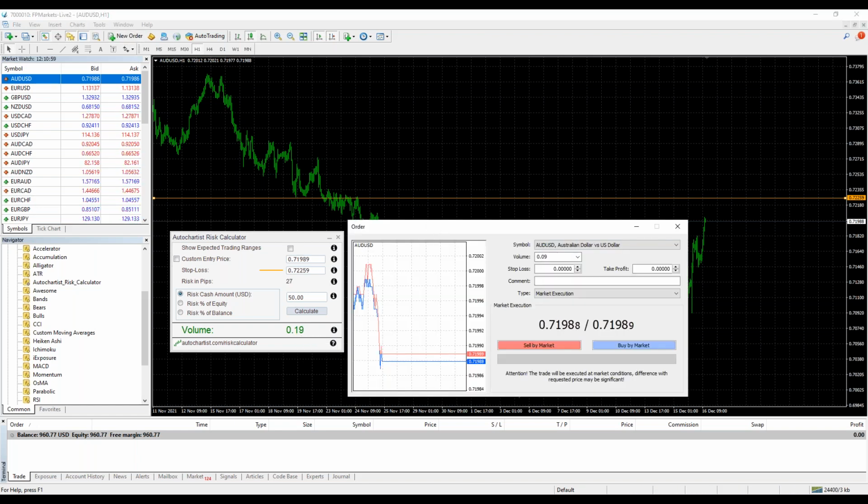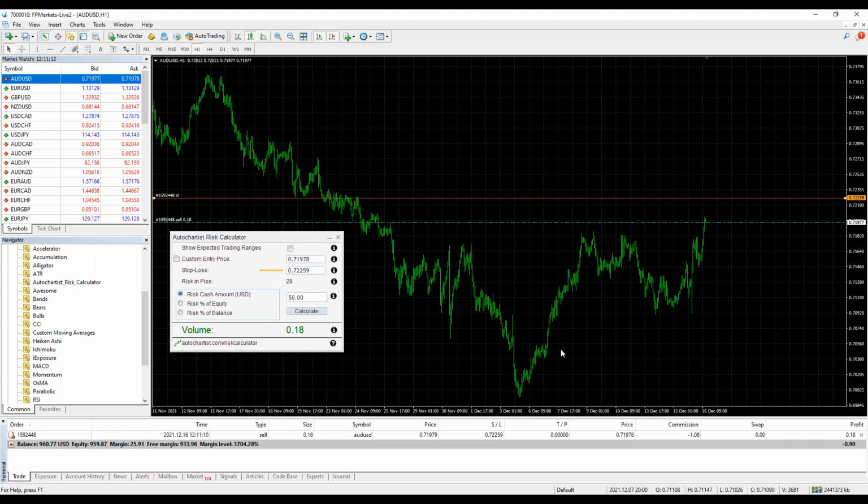I'd open up my trade window. I'd set my volume to be, well, looks like 0.18 now. Set my stop loss at the level where I set my orange line, and I would sell at market. So now, remember, keep this trade in mind. I traded Australian dollar on the 1 hourly chart with a 26 pip stop loss. Okay. Now let's trade what Doug wants me to trade.